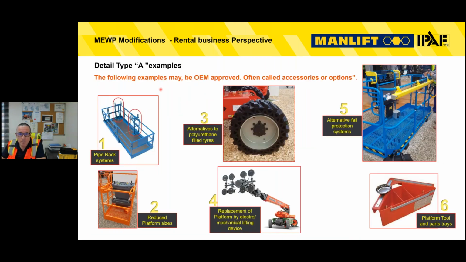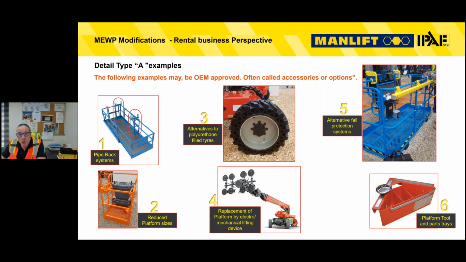So here's some more examples. Type A. So remember, Type A are OEM approved examples of modifications we might see with MEWPs. So they're often called accessories or options. Number 1, pipe rack systems. Often users of mobile elevating work platforms who want to do work like installing fire pipes and sprinklers and so on and so forth, or any other type of long structure.